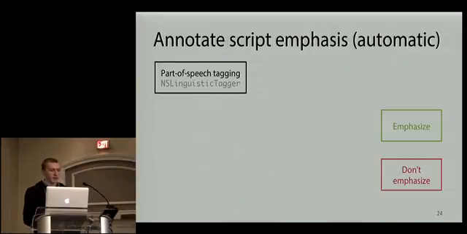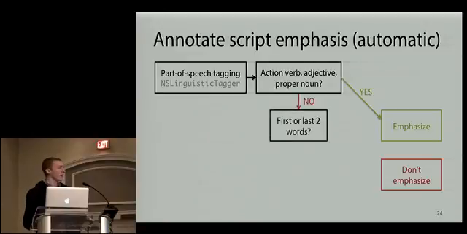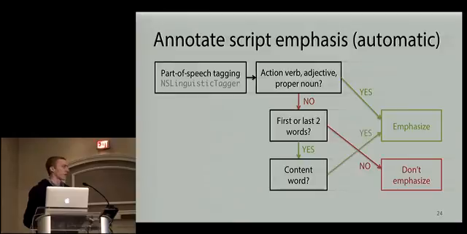So voiceover actors suggest to emphasize important words like action verbs, adjectives, and proper nouns, and also to emphasize words at the start and end of sentences. So to provide the automatic suggestion that I just mentioned, Narration Coach follows a flow based on these guidelines. It tags the part of speech of each word, and if any of the words are action verbs, adjectives, or proper nouns, it suggests to emphasize them. Otherwise, if they're at the beginning or the end of sentences and they are content words, it also suggests to emphasize those words.